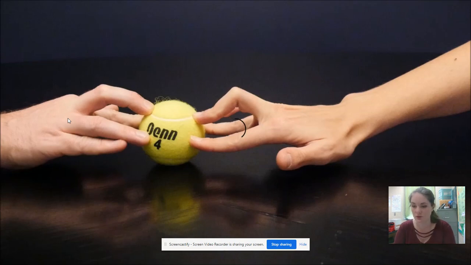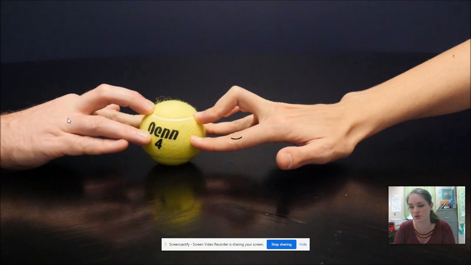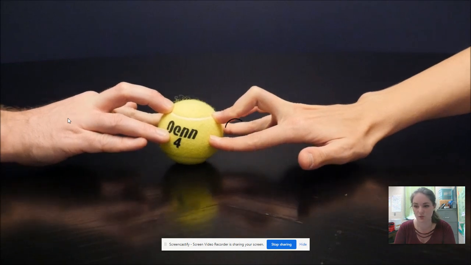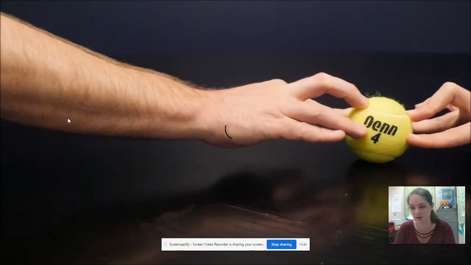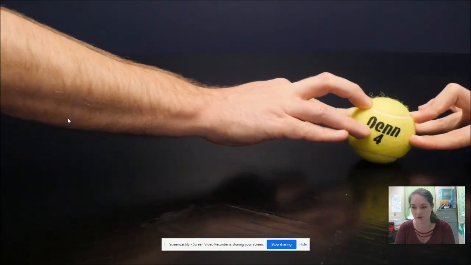The ball is able to move towards one of the people. So what does that mean for the person that's pushing the ball? What are they doing? To get the ball to move to the left, the person on the right has to do what? Same thing. The person on the right has to do this to get the ball to move left.